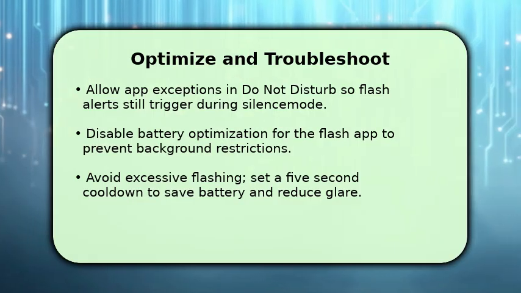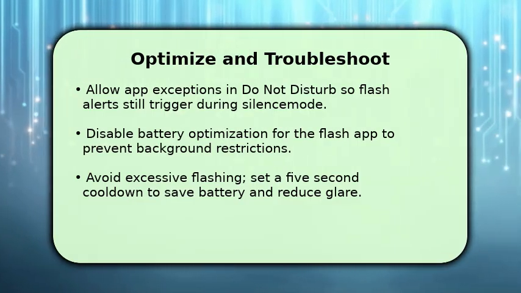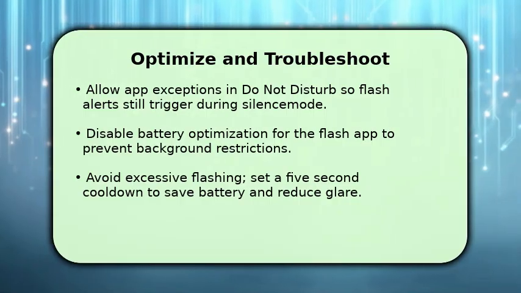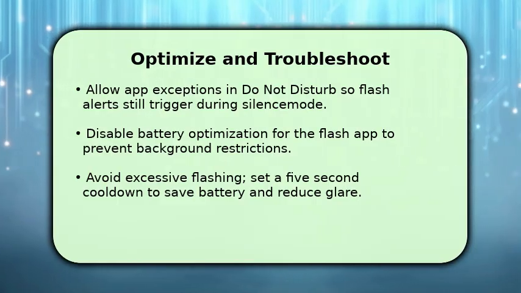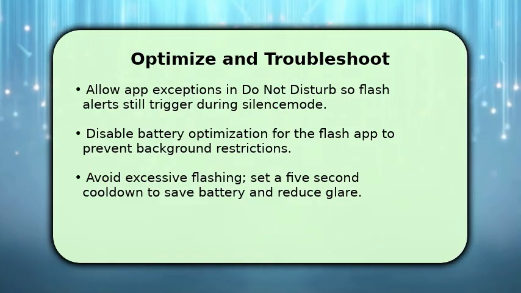If the flash fails, restart the phone and recheck permissions for camera and notifications. Finally, test alerts in different lighting and place the camera area uncovered to ensure consistent flashes.